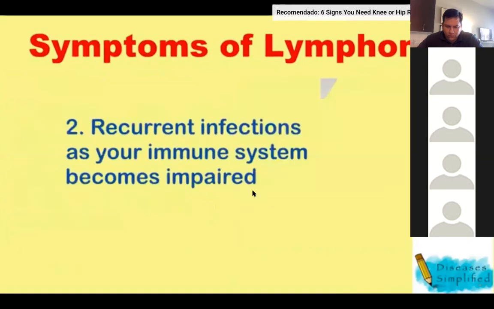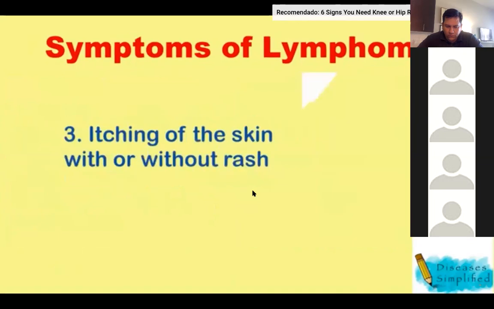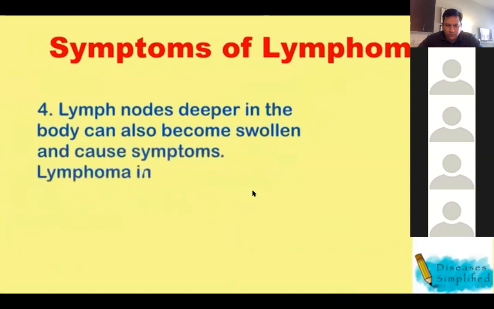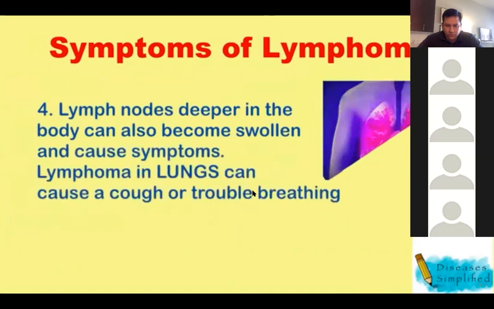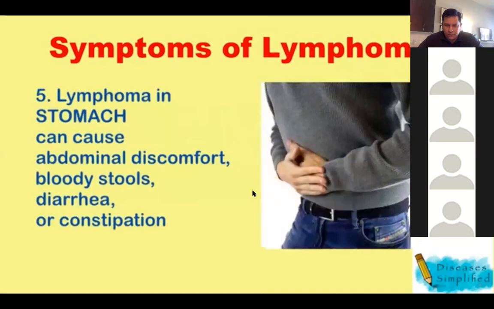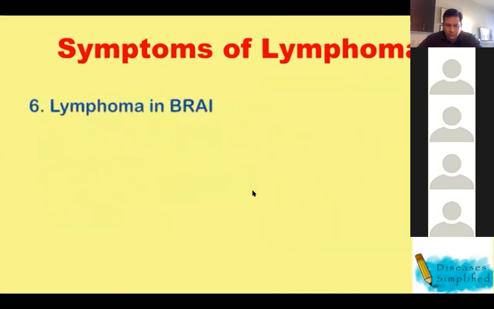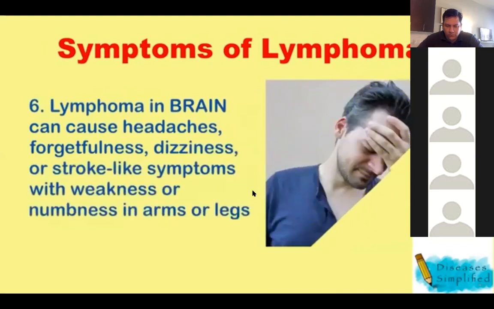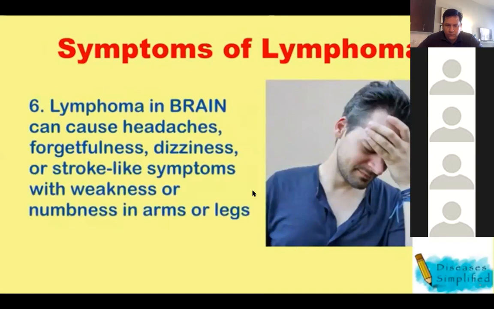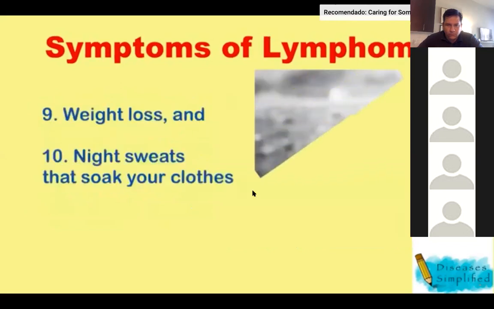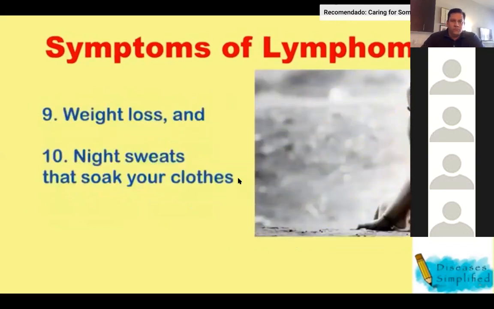2. Recurrent infections as your immune system becomes impaired. 3. Itching of the skin with or without rash. 4. Lymph nodes deeper in the body can also become swollen and cause symptoms. Lymphoma in lungs can cause cough or trouble breathing. 5. Lymphoma in stomach can cause abdominal discomfort, bloody stools, diarrhea or constipation. 6. Lymphoma in brain can cause headaches, forgetfulness, dizziness, or stroke-like symptoms with weakness or numbness in arms or legs. 7. Fatigue. 8. Fever. 9. Weight loss. And 10. Night sweats that soak your clothes.